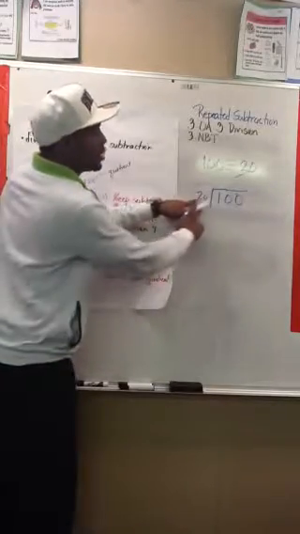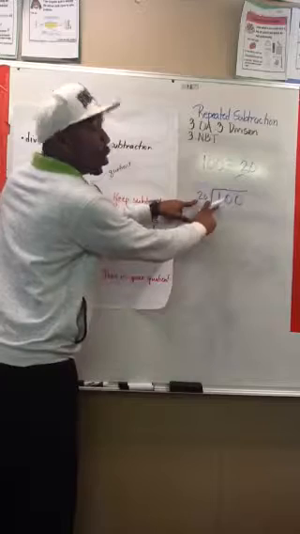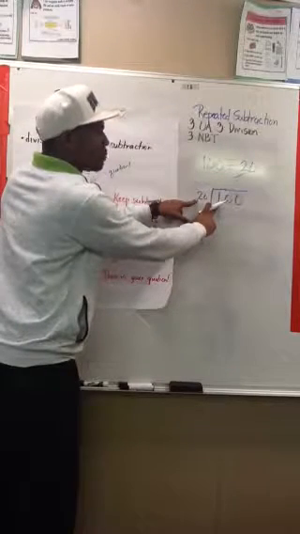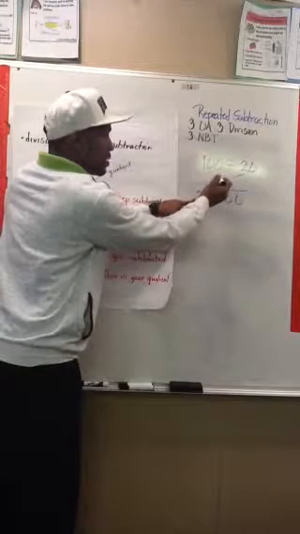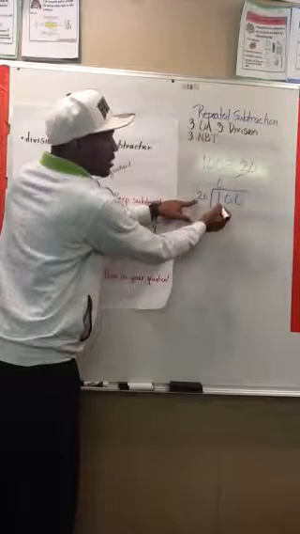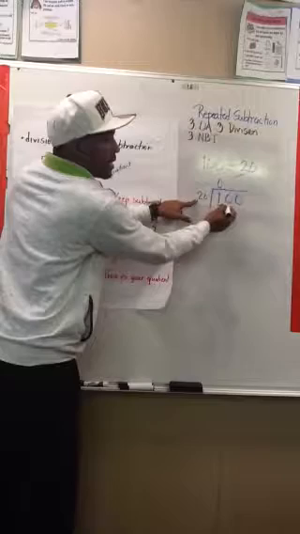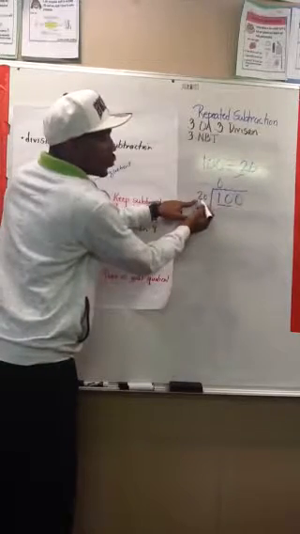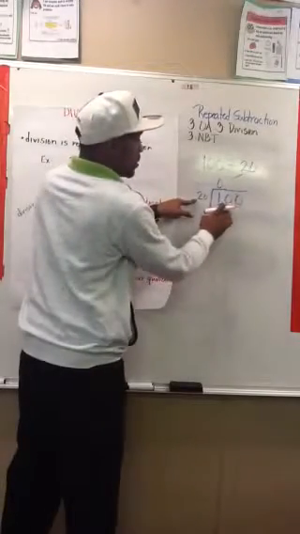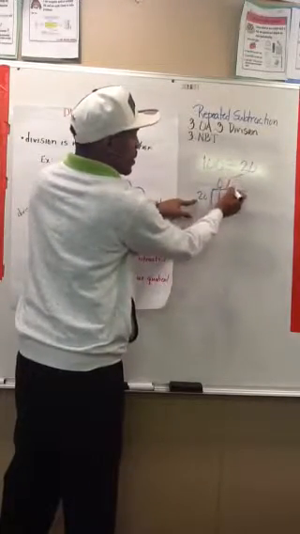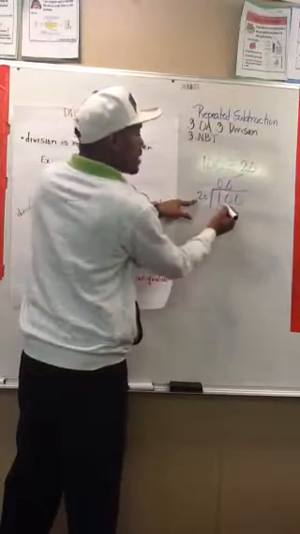If I'm dividing 20 into 1, could I put 20 into 1? No, 1 is too small. Put a 0 up there. Now don't just look at this as a 1. Look at it as a 10. Can I take 20 from 10? No, 10 is still too small. So I put a 0 on top of that 0. Well, look at this as a 100.